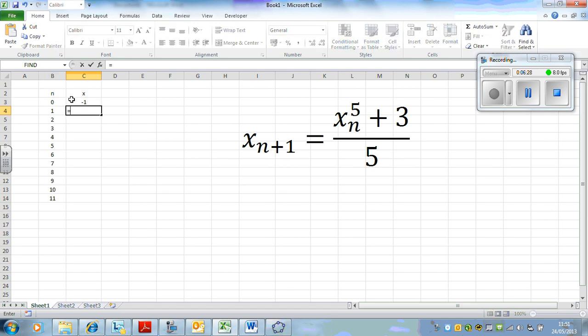Now, to get the next value, I need to substitute that -1 into this equation. So, using Excel, I'm going to do this. I'm going to be really careful of the brackets. I've got a fraction, so I do the numerator first. Inside those brackets, I need an x to the power of 5, so I'm going to do double brackets, that to the power of 5, close brackets. Then add 3, and close brackets. So I've got all that numerator done. Now we can just divide by 5. Okay, I get a new value.